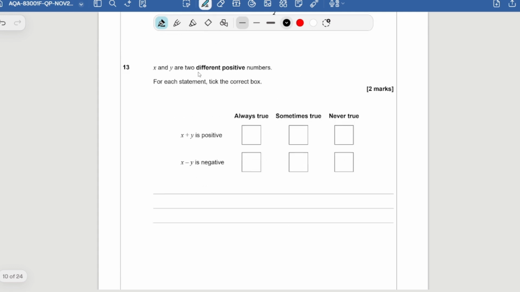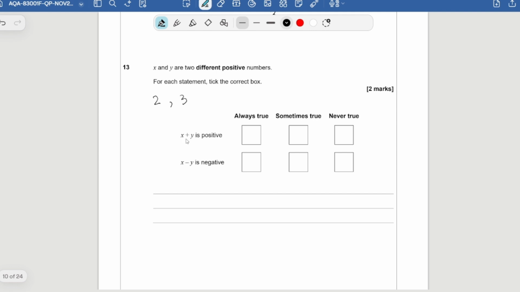X and Y are two different positive numbers. For each statement, tick the correct box. So if we take any two positive numbers, maybe 2 and 3, let X be 2 and Y be 3, it wants you to say which of them is true, and we have to pick the correct statement here.